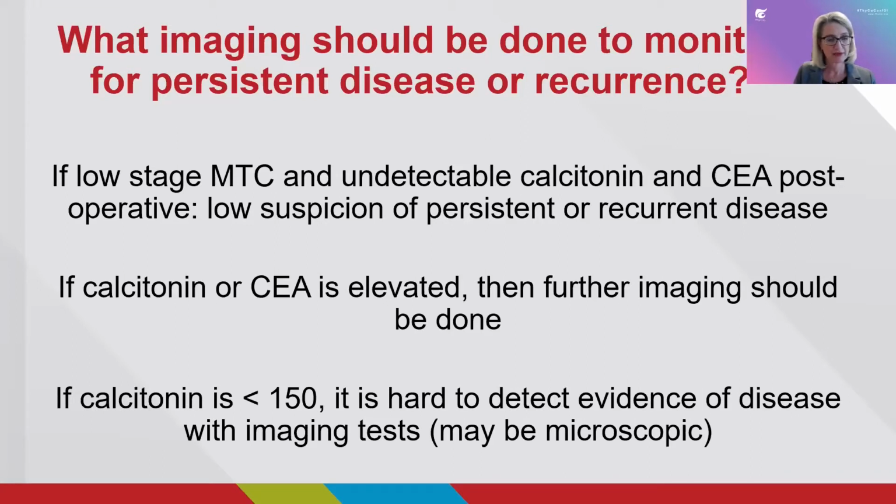In general, in the guidelines, if the calcitonin is less than 150, it's actually pretty hard to detect imaging evidence of disease. So sometimes your number might be elevated, but we don't actually see anything that looks abnormal. And that might be because there could be just microscopic disease that you can't see with imaging or the naked eye. And so that's why 150 is somewhat of a threshold for dictating the types of imaging that we do.